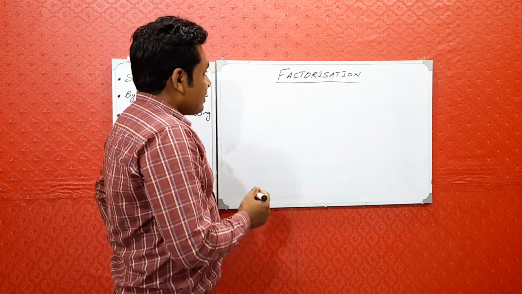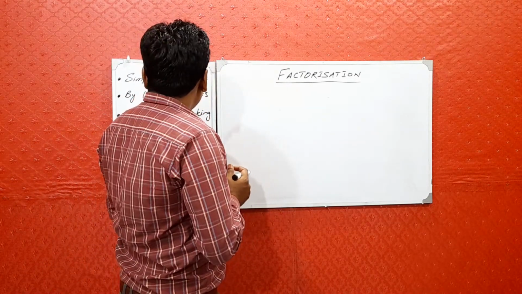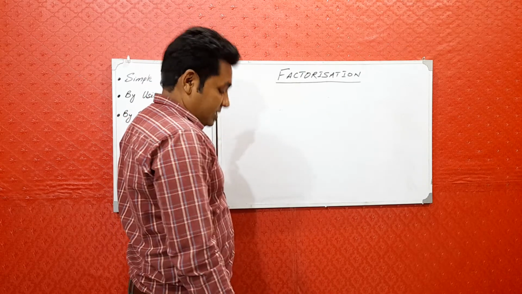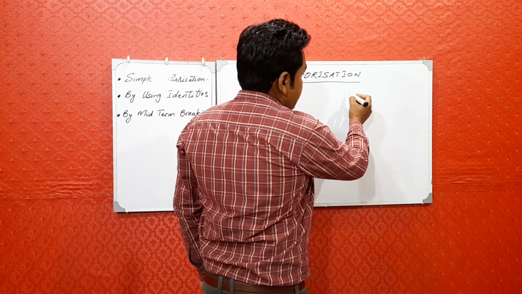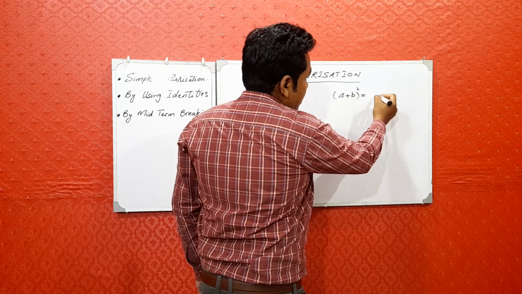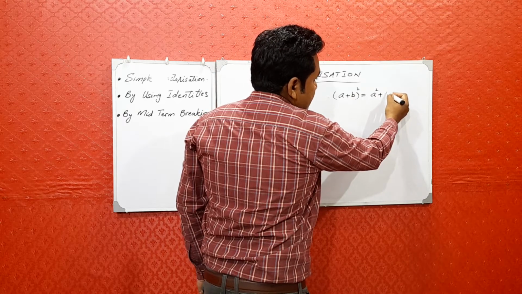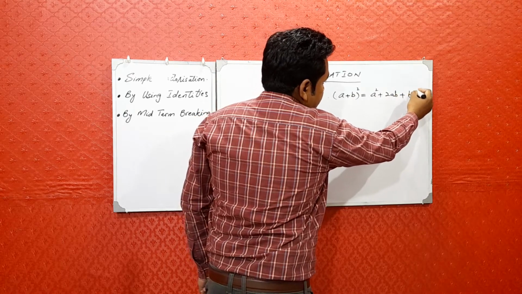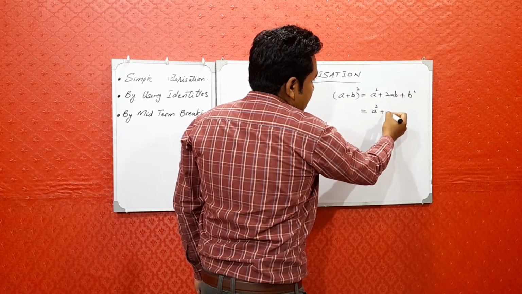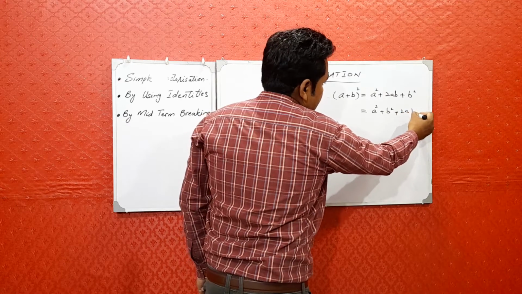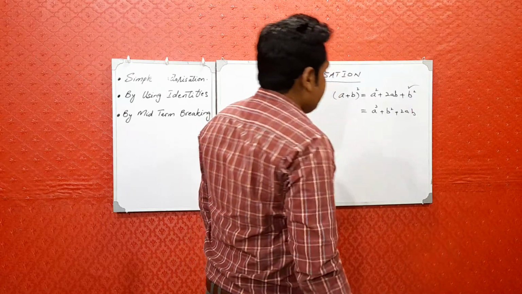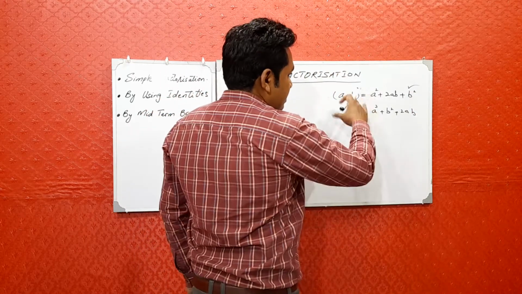So students, when we do factorization by using identities, first of all we should know how many identities we have. You know that we have 3 identities. A plus b whole squared is equal to a squared plus 2ab plus b squared, or it can be written as a squared plus b squared plus 2ab.